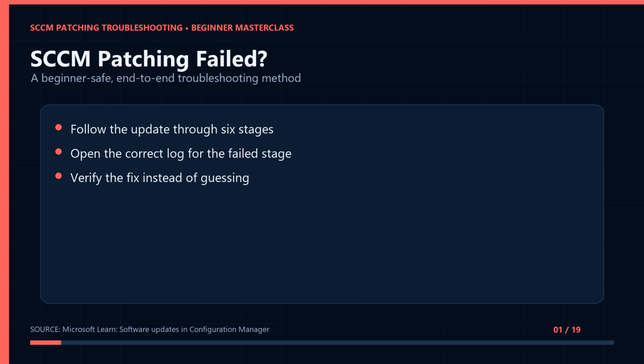LocationServices.log shows the software update point returned to the client. WUAHandler then configures the Windows Update agent to use that source. If ScanAgent shows no policy for an update source, verify that software updates are enabled in client settings, the software update point is installed and synchronized, and the client received current machine policy.